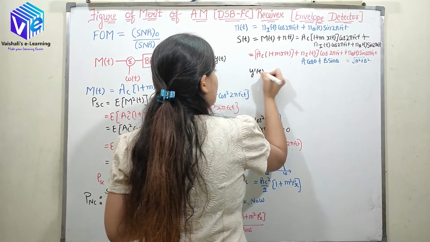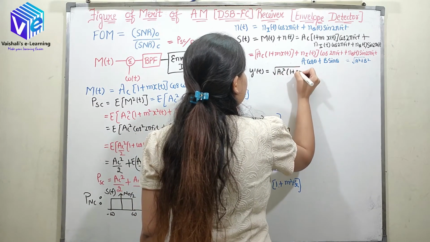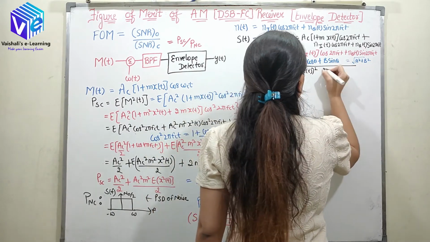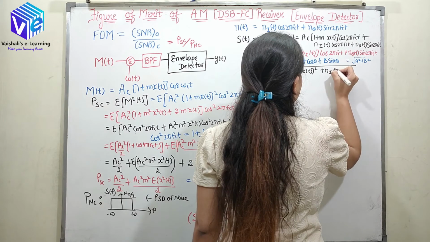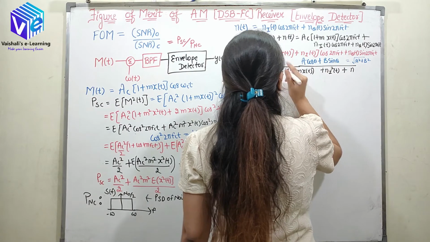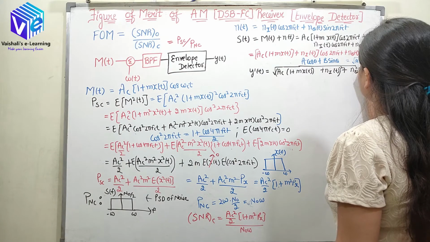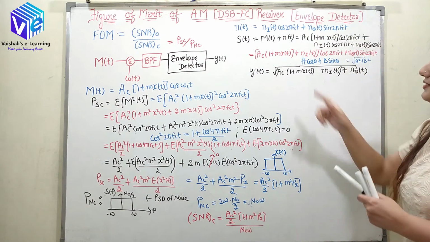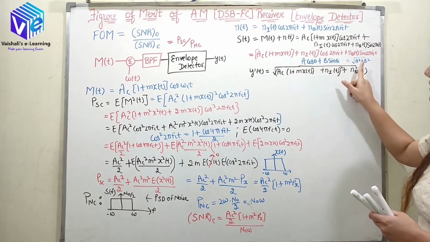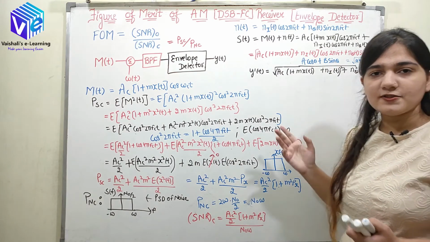So here we'll be having the envelope. y'(t) will be equal to the square root of (Ac (1 plus m of x(t)) plus nI(t)) whole square plus nQ square(t). Sorry, this is a full square, so here we'll be taking the square. So this is Ac (1 plus m of x(t)) plus nI(t) whole square. This is my A square. This is my B, nQ square. So the square root of A square plus B square gives me the envelope.